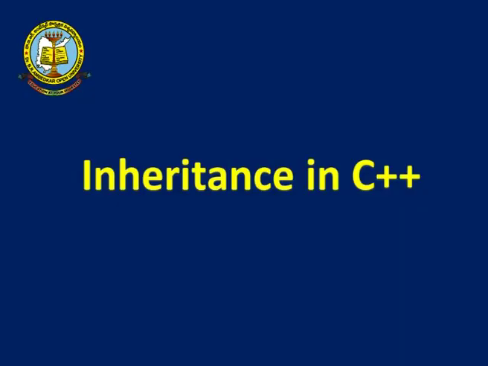Dear students, in today's session we are going to discuss inheritance in C++. Before learning inheritance, let us try to understand the main objective of inheritance. The main objective of inheritance is the reusability of the code. Let us see how we can reuse the code which already exists, which is already written by the developer.